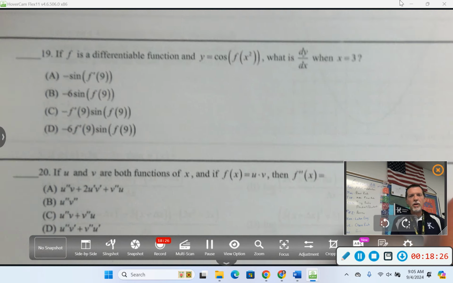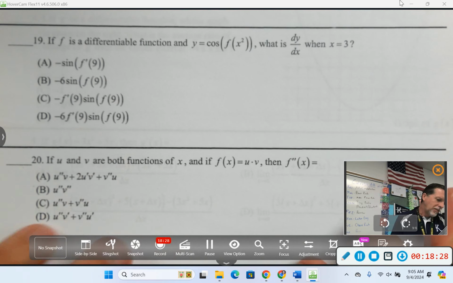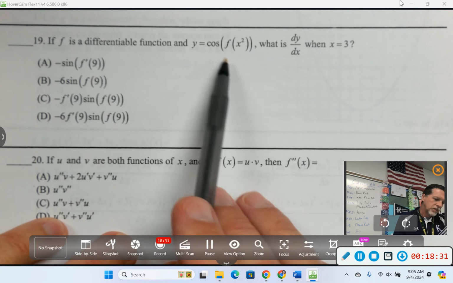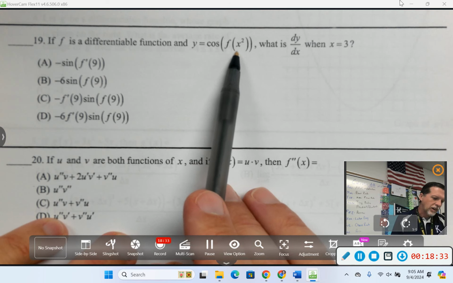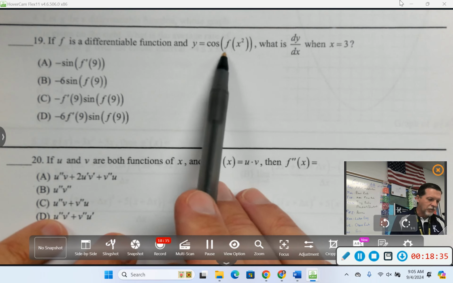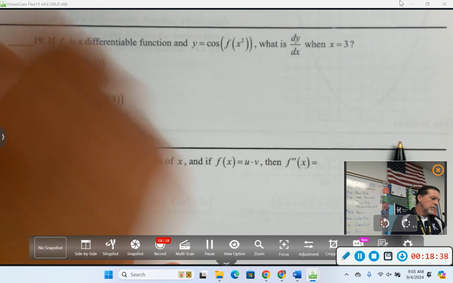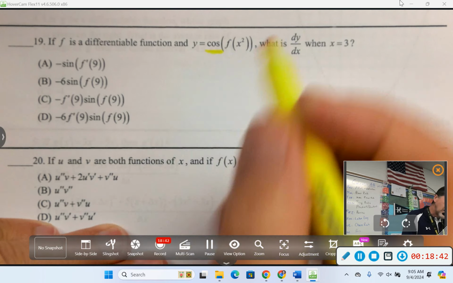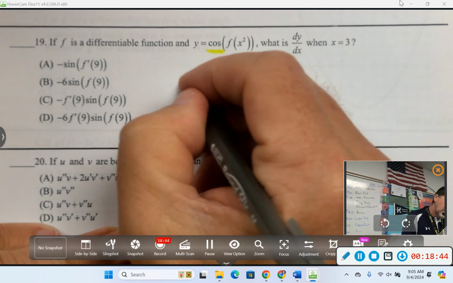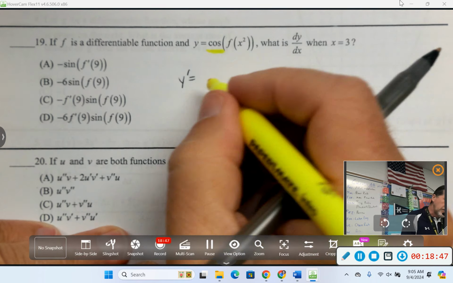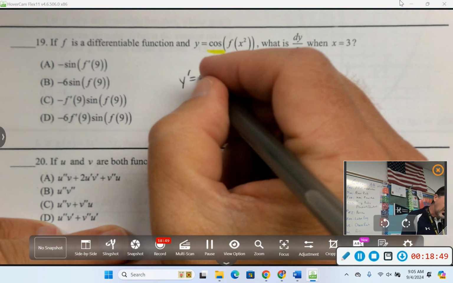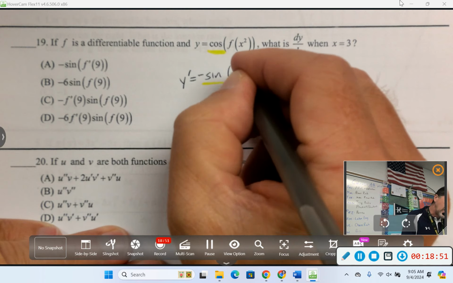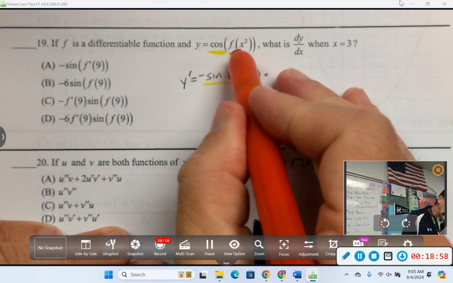Last one. Timing is perfect. If f is a differentiable function and y equals cosine of f of x squared. Oh, this is like chain rule, chain rule, chain rule. So the outermost would be cosine. So derivative of cosine is negative sine. And then leave the inner stuff alone. And then the derivative of f.